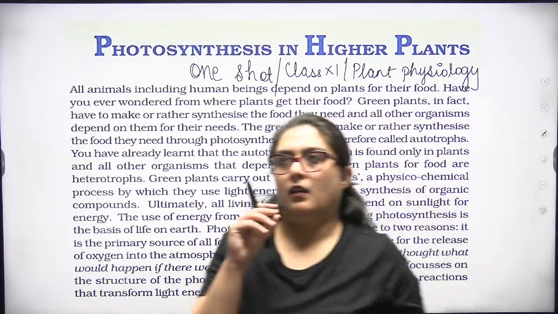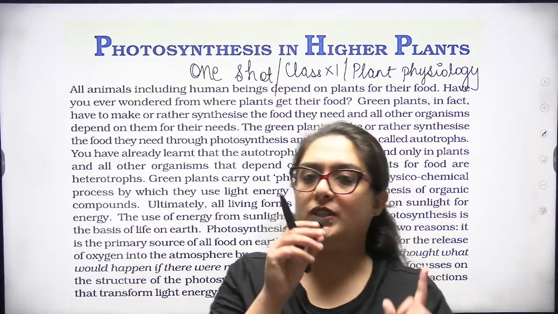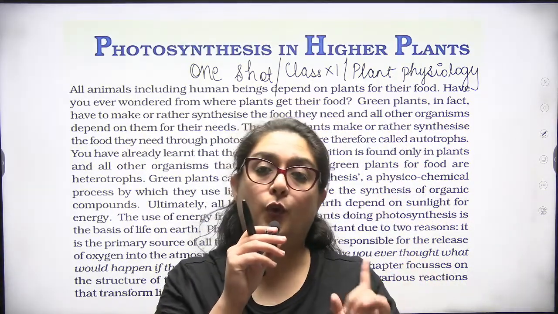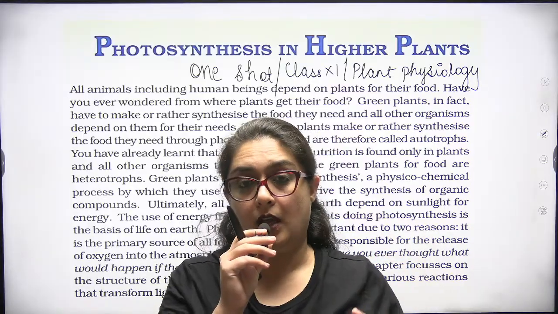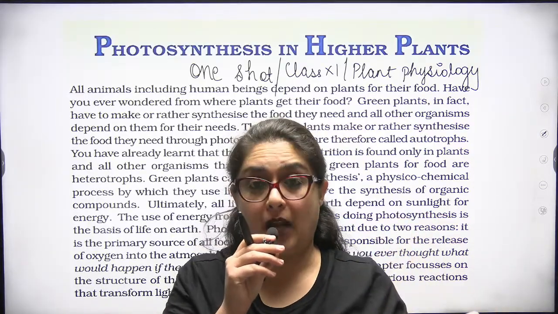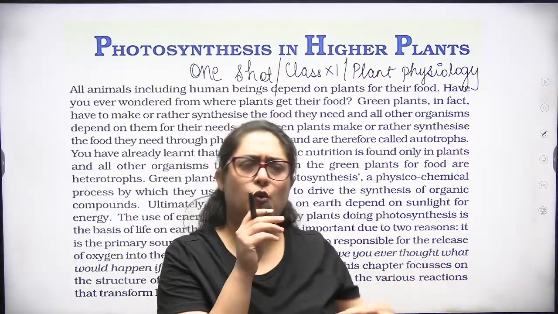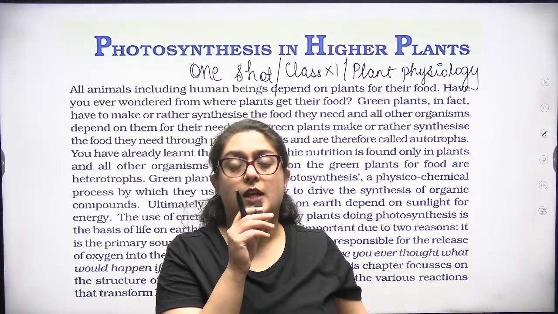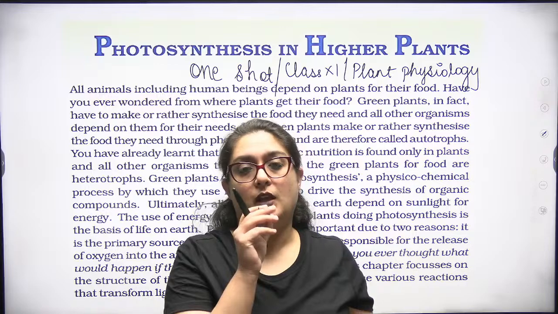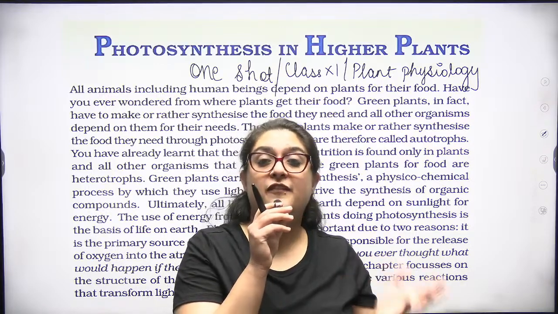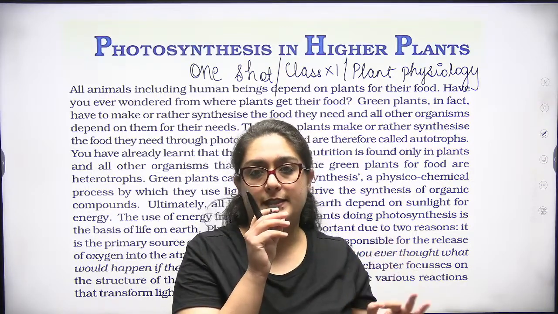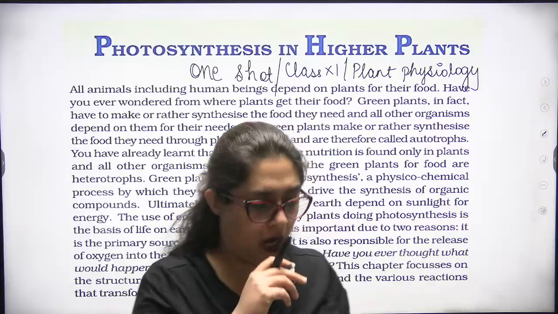Now, what do you mean by photosynthesis in higher plant? First of all, what do you mean by higher plant? Higher plant means developed plant. The morphological parts are very much developed. Root is very much developed. Stem is very much developed. And leaf is very much developed. Now, photosynthesis occurs in the leaf part of the plant.